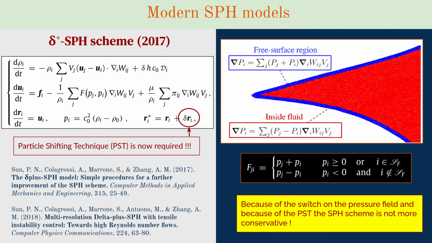To remove tensile instability, we need to modify the pressure formula by changing its sign when the pressure becomes negative inside the flow. It is important to emphasize that this approach only works if particle shifting is also applied. However, modifying the pressure in this way came at a cost. It breaks the conservation of linear momentum.